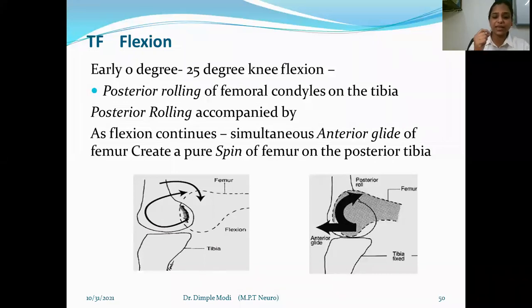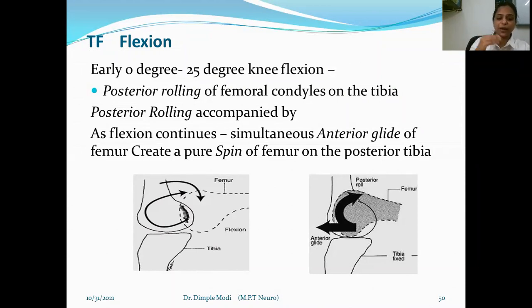The initiation of knee flexion is about 0 to 25 degrees. How does it happen? The femoral condyles roll on the tibia, which brings the contact of the femoral condyle posteriorly on the tibial condyle. As flexion continues, the rolling of the femoral condyle is accompanied by an anterior glide, which creates a pure spin-like movement. So we understood how flexion happens: a posterior roll followed by anterior shifting, creating a pure spin-like motion.